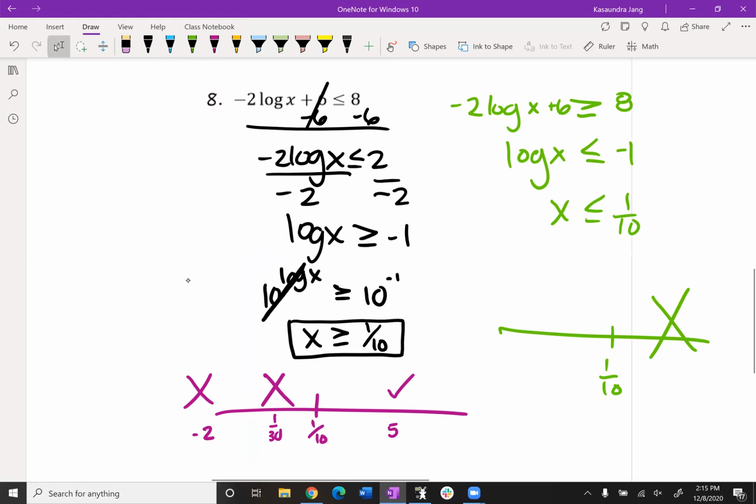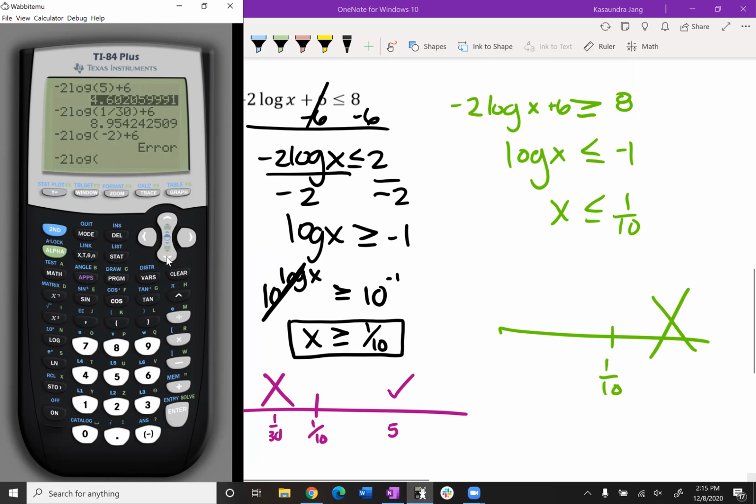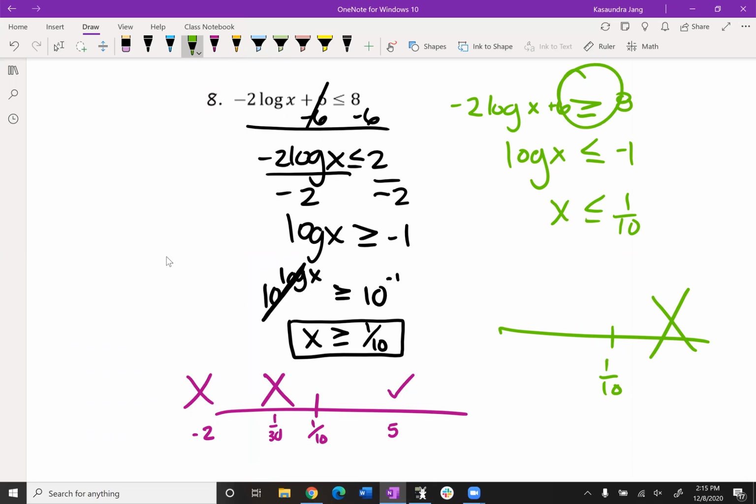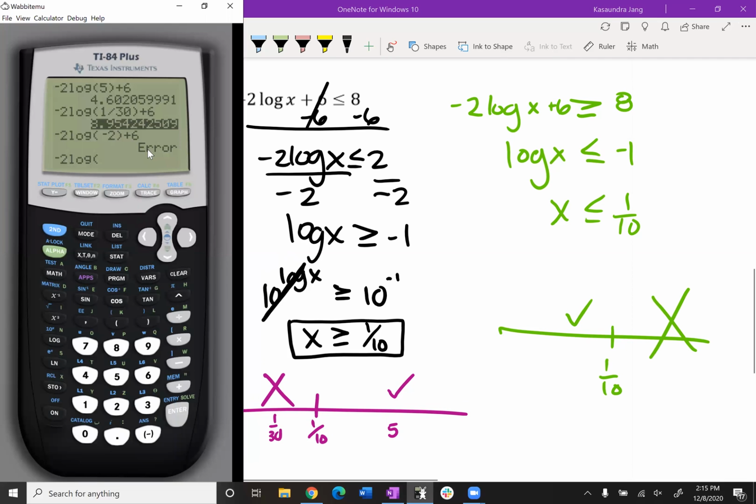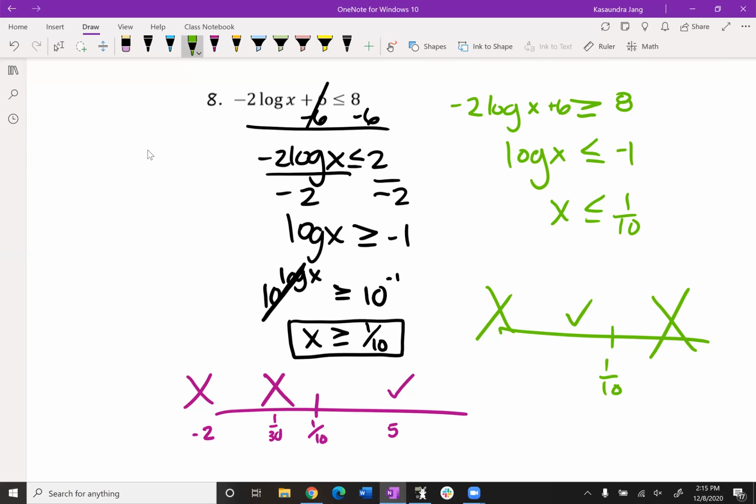My 1/30. Let's see, this 1/30, when I plug that in, I got an 8.95, blah, blah, blah. That is greater than 8, so that makes this true. So that part would work at the 1/30. But when I plugged in the -2, I got this error. So at the -2, that part would not work. So I'd have to have a cutoff here somewhere. I would have to have a middle section that actually works.